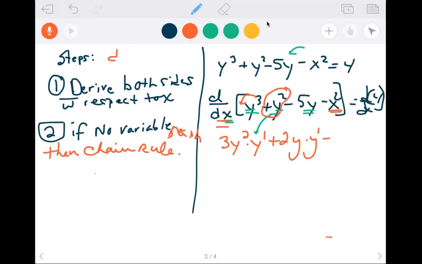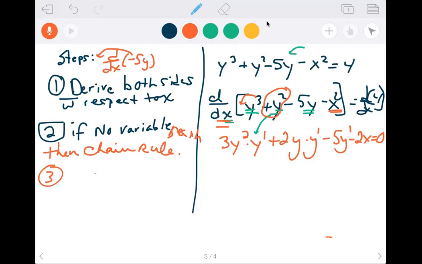It's the derivative with respect to x of a negative 5y. We bring the constant out front, and we don't just have negative 5 dx dx. We have negative 5 dy dx. On the next one, we have a minus x squared, and that is with respect to x. So that's just minus 2x, because dx dx is 1. And on the right, we have a 0. So that's step 2.